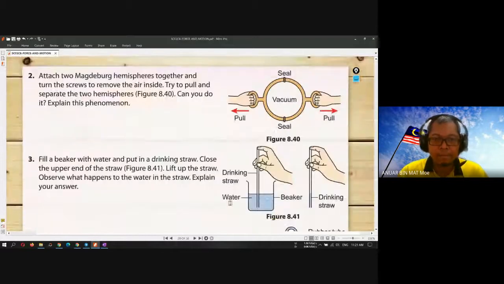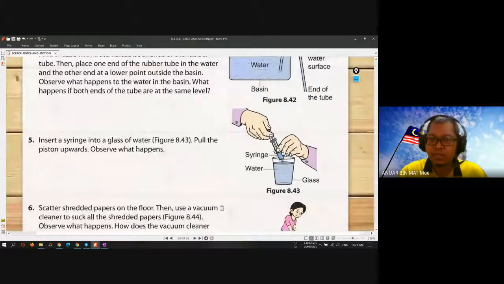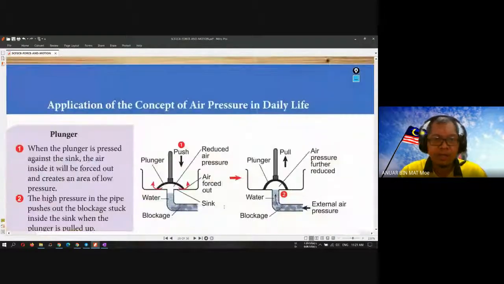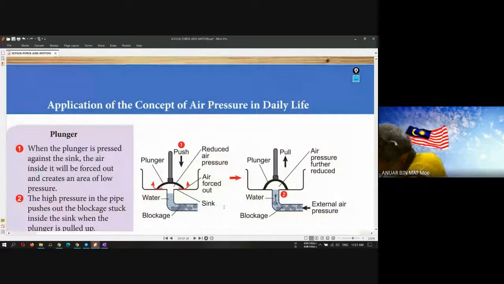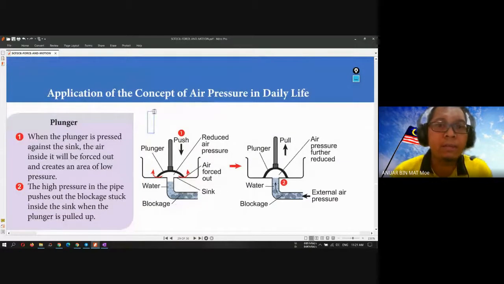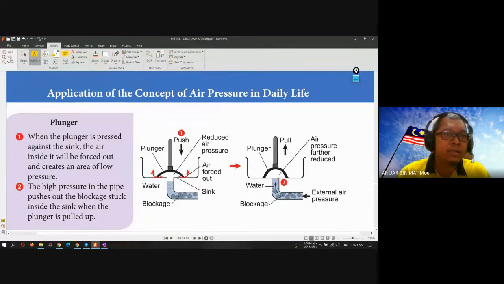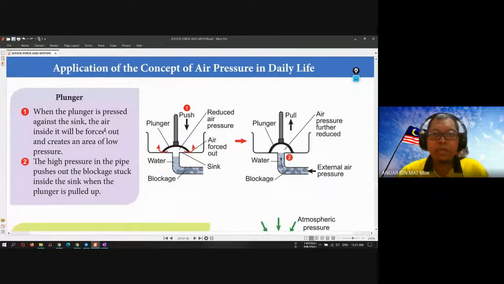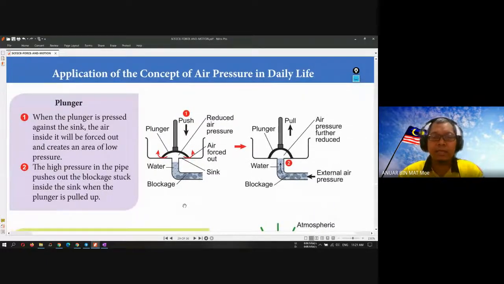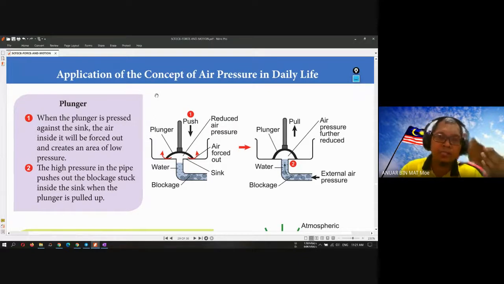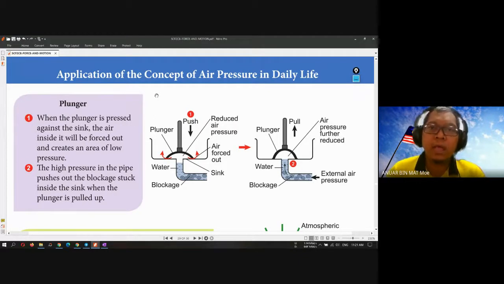Okay. So this is an experiment. I will skip the experiment and go directly to page 194. This is the application of the concept of air pressure in our daily life. Make sure you understand this topic. Make sure you identify which air pressure is lower and which air pressure is higher.